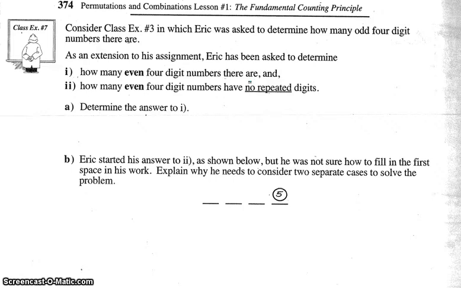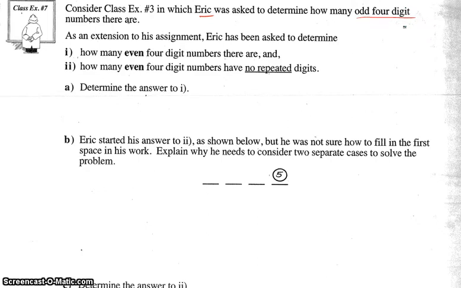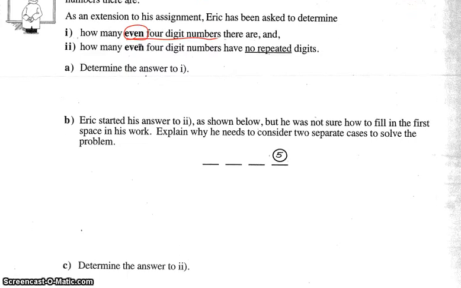Okay, example number 7 kind of goes back to class example 3, in which Eric was trying to figure out how many odd 4-digit numbers there are. To make this a little bit harder, he was asked to find how many even 4-digit numbers. That little word "even" makes this question a lot more difficult. So first of all, determine the answer to part I: even 4-digit numbers.